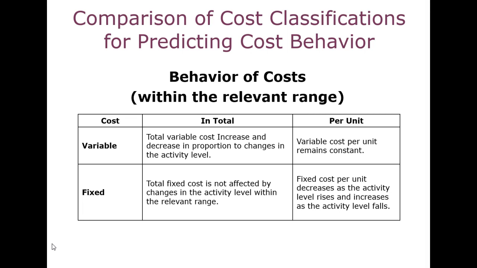Let's look at some definitions again, sort of a review. Variable cost in total: total variable cost increases and decreases in proportion to changes in the activity level. Per unit though, over to the right, variable cost per unit stays the same, remains constant. So that's the variable cost. Again, reviewing fixed cost. In total, the total fixed cost is not affected by changes in the activity level within the relevant range. But per unit wise, fixed cost per unit decreases as the activity level rises and increases as the activity level falls.